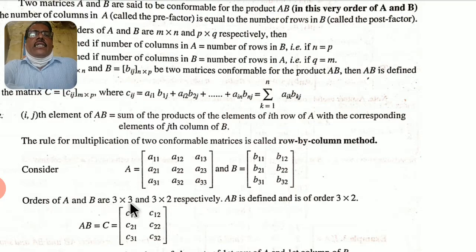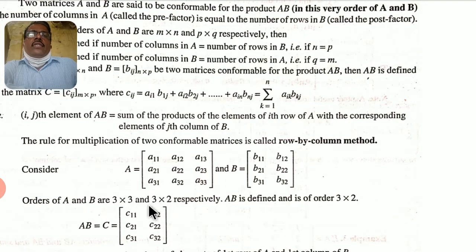Now see here, the number of columns is what? Here it is 3. The number of columns in the matrix A is equal to 3. Okay, this is the number of columns. Similarly, the number of rows in the matrix B is again 3. So therefore here both are equal: the number of columns in the matrix A is equal to the number of rows in the matrix B.